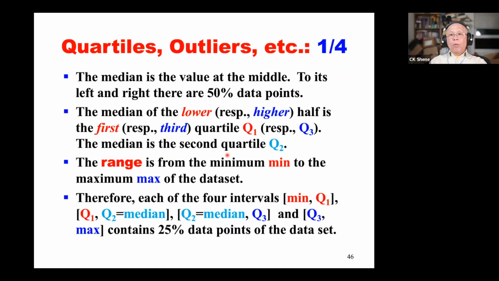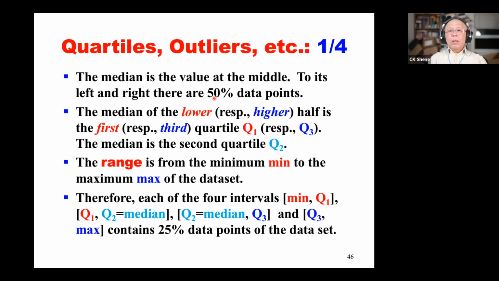Then we learned all 4: mean, median, mode, variance, skewness, and kurtosis. Next, we're going to talk about quartiles, outliers, and so on. We learned that the median is the value at the middle. Of course, you sort your sample. So because the median is at the middle, to its left, we have 50% of data points. To its right, we also have 50% of data points.